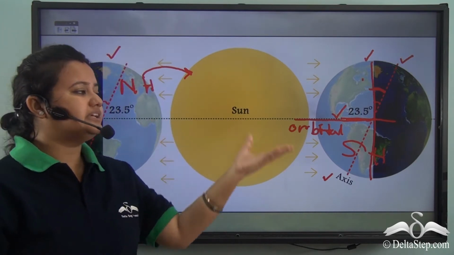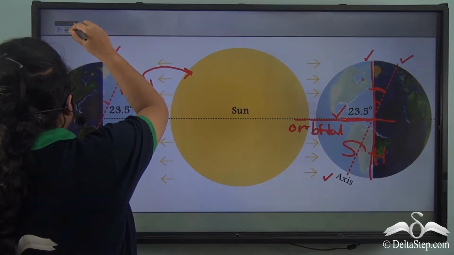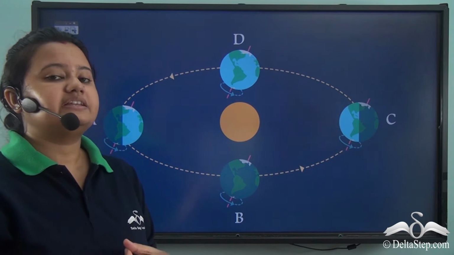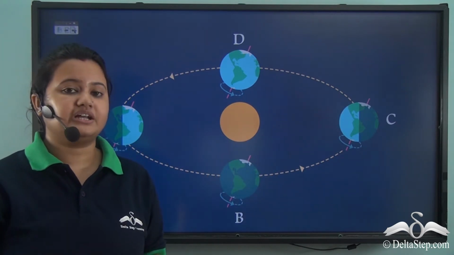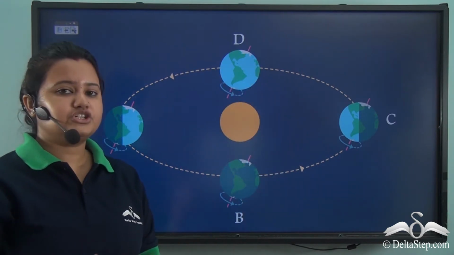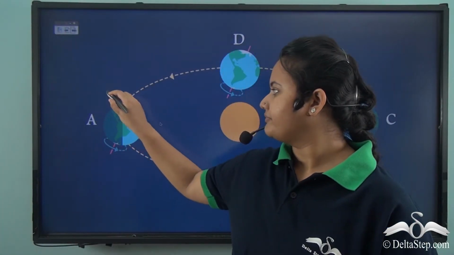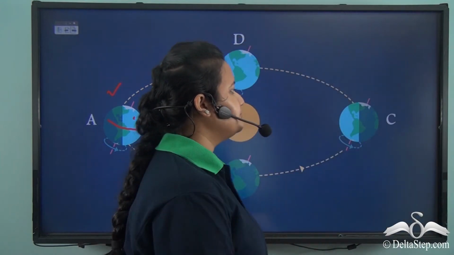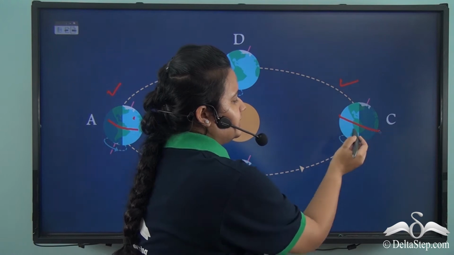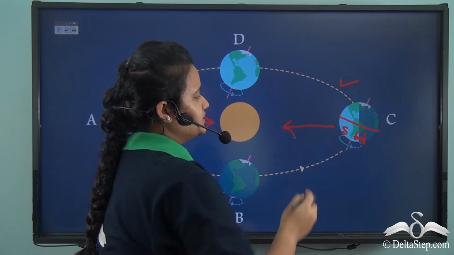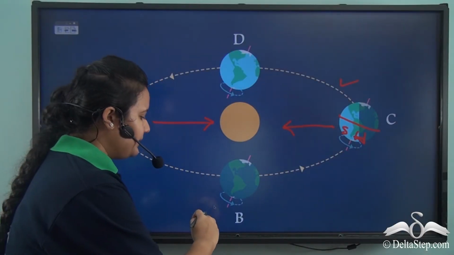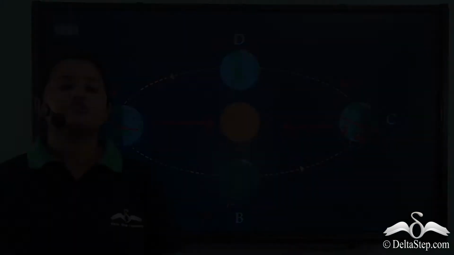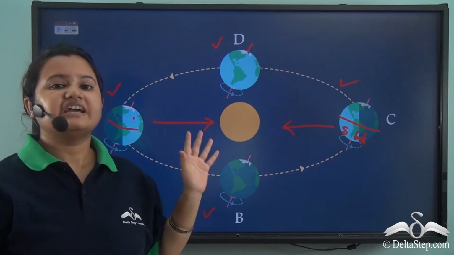Now let us see how these positions of the Earth occur. We know our Earth revolves around the sun in 365 days. Now, during this revolution, the Earth's position with respect to sun changes. So, these are the different positions of the Earth. Now, in position A, we can see that the northern hemisphere is tilted towards the sun. Again, in position C, we can see that the southern hemisphere is tilted towards the sun. Now, in positions B and D, a tilted Earth faces the sun. So, we will now see the conditions of the Earth in these different positions.